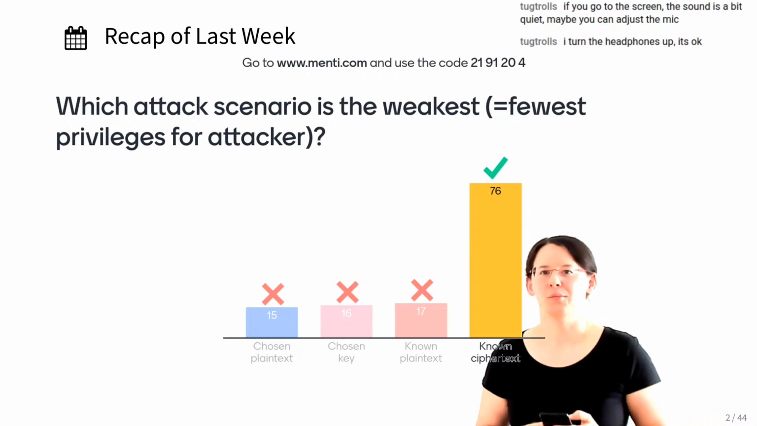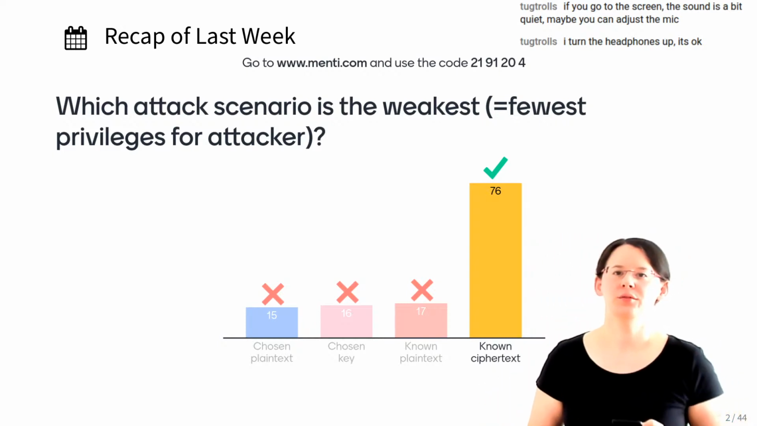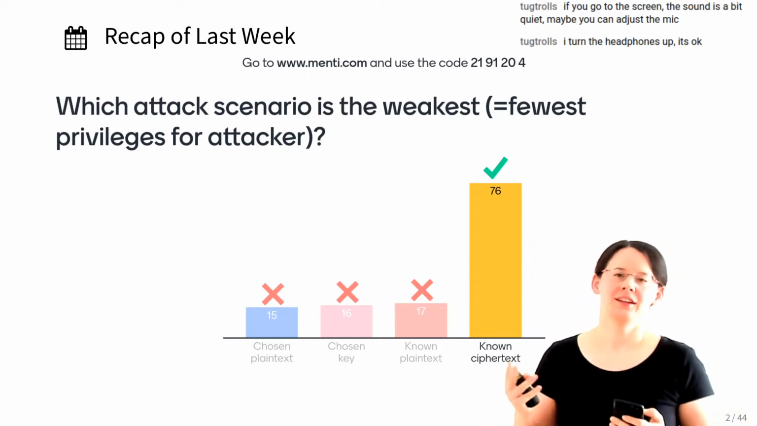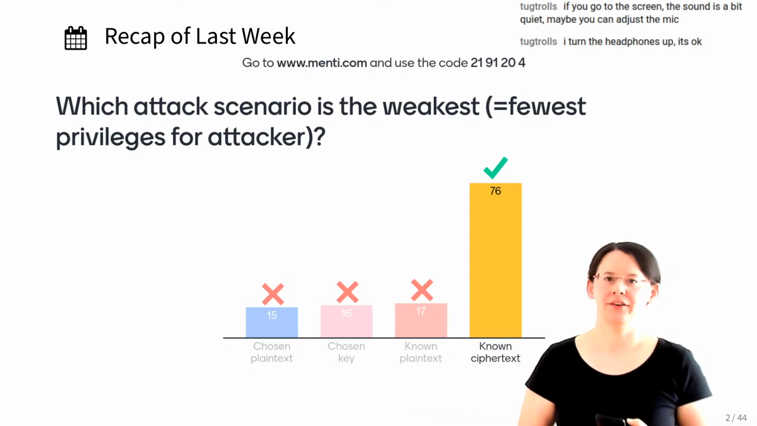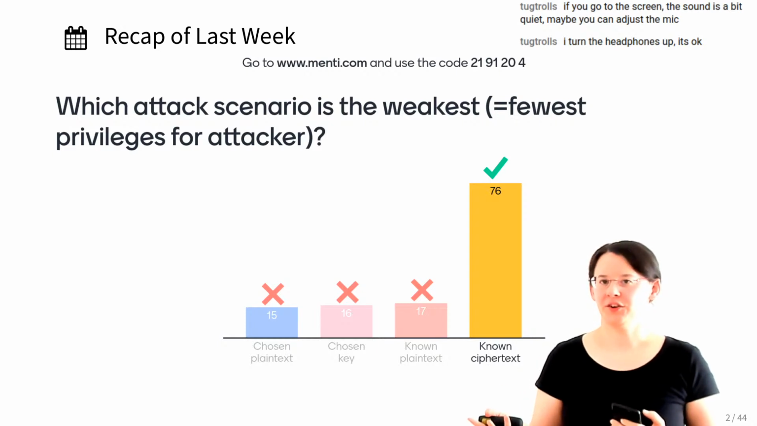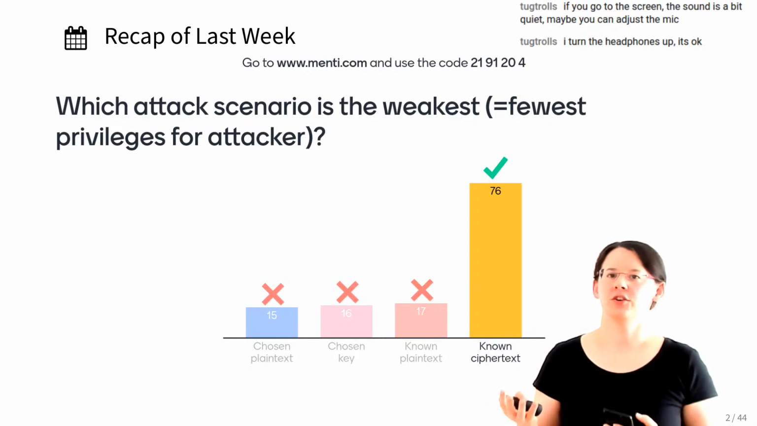Here we have a bit more agreement. So yes, indeed, a known ciphertext scenario, where the attacker gets nothing except the ciphertext that is transmitted over the untrusted channel, is indeed the weakest scenario. There are stronger scenarios which can still be realistic, where an attacker learns a bit more.